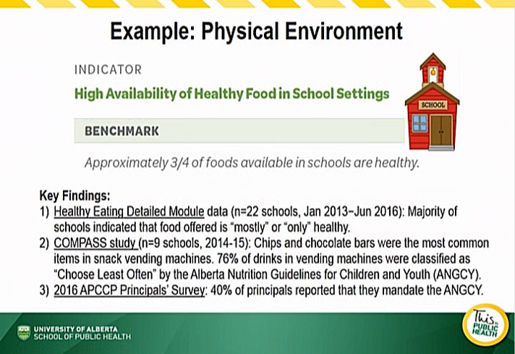So here we can go through an example to demonstrate how the grading would have been done. Here the category is food availability within settings, and we're looking specifically at schools. Some of our major sources of data for this indicator are listed here, such as the COS study based out of the University of Waterloo that assessed foods and beverages offered in 9 Alberta schools. And as you can see, most of the foods that were offered and served were classified as choose least often, according to the Alberta Nutrition Guidelines for Children and Youth. In an Alberta school principals survey, it was also found that only 40% of the principals actually mandate these nutrition guidelines.